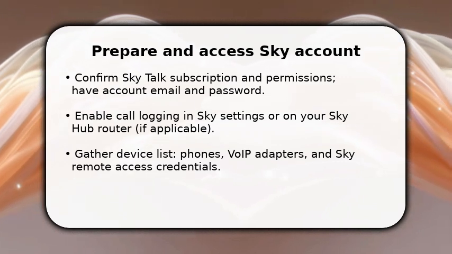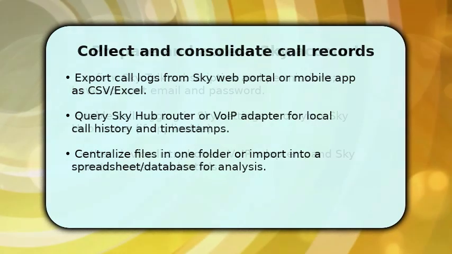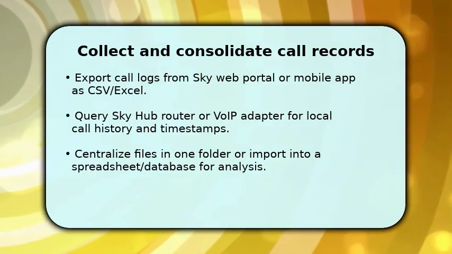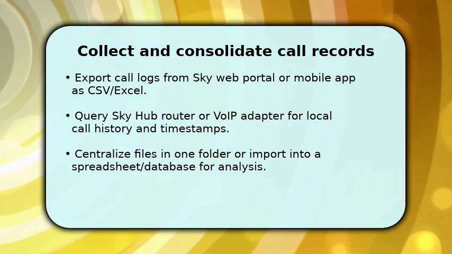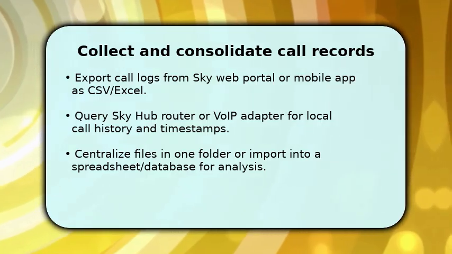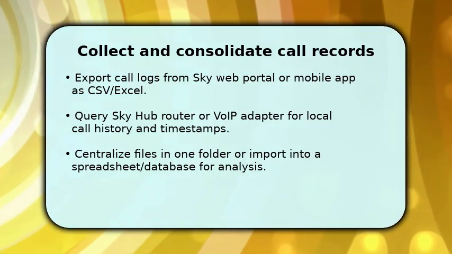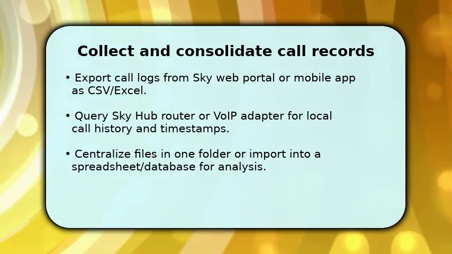Once done, export the call history from the Sky portal or mobile app. Choose CSV or Excel to retain timestamps and numbers. Next, access your Sky Hub or any VoIP hardware to pull local CDRs. Use the router's admin page or SSH tools if available.